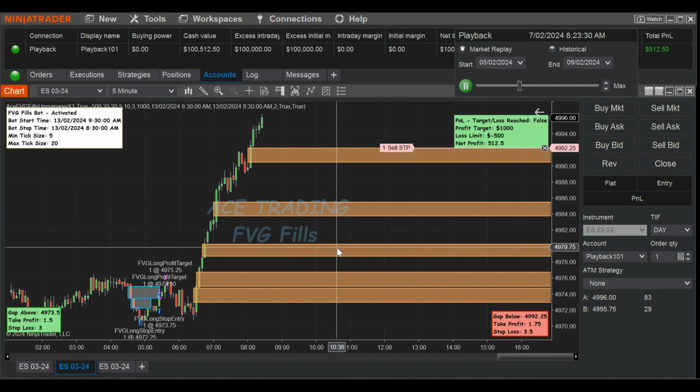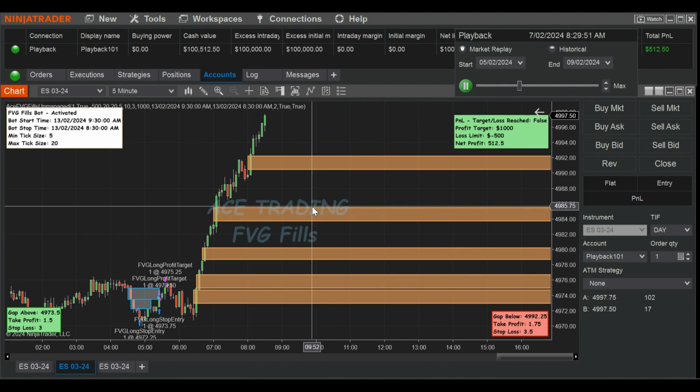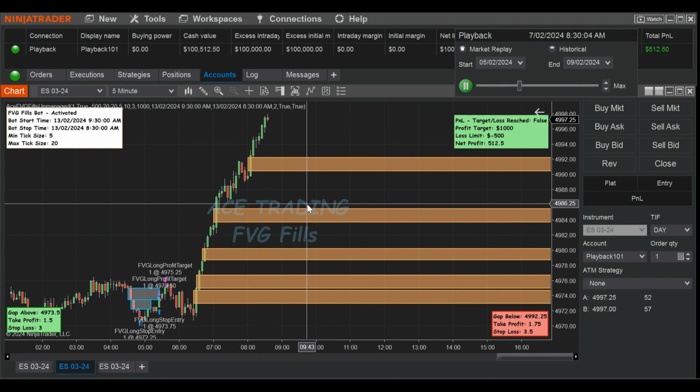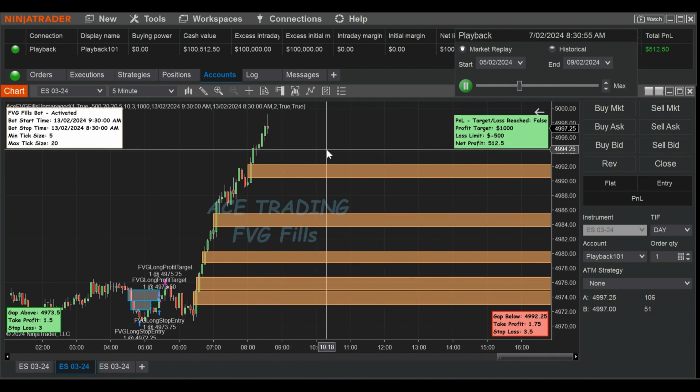Other than that, there is not much else to the bot. It's a pretty simple bot. It's just really useful to automate these fair value gaps. The key thing is to get the right size, and then just let the bot run. But if there's no more trades around this 8:30 time, I might actually fast forward the rest of the day so you can see how the trades go. But that is me for now.